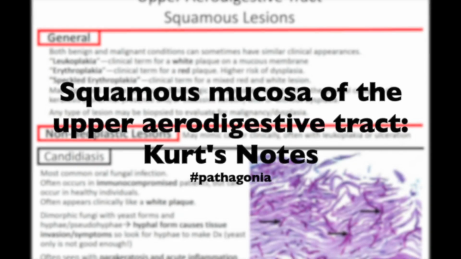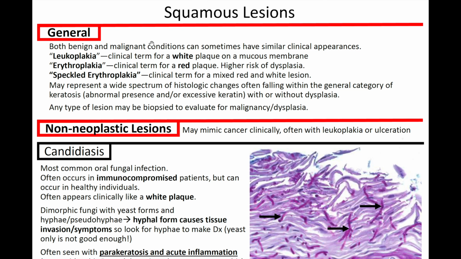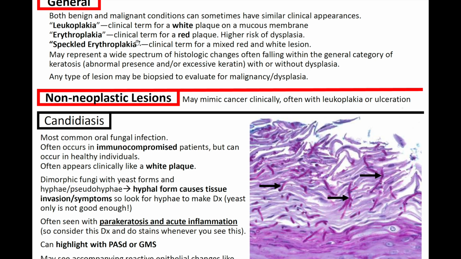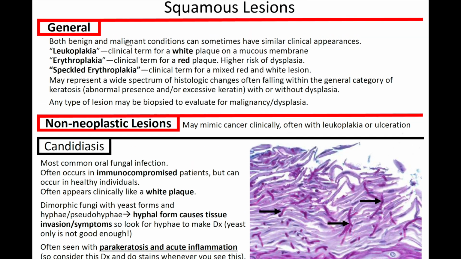Thanks for tuning in. So today, I'm going to record a video on upper aerodigestive tract squamous lesions. And let's get started. So in general, there are both benign and malignant conditions that can sometimes have similar clinical appearance in that area. So some terminology.